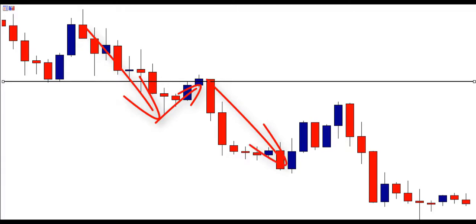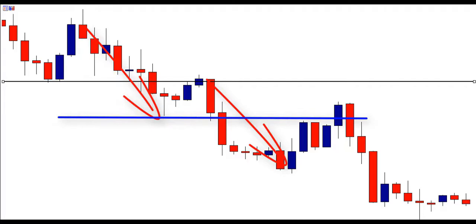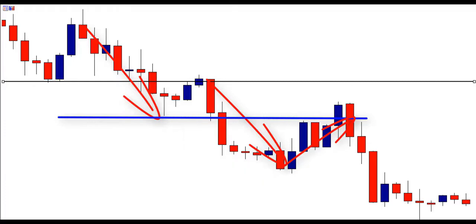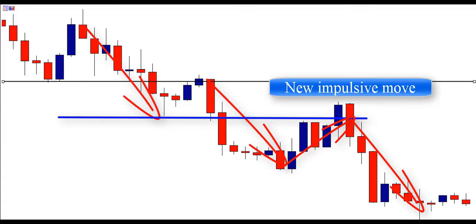The same thing happened here. The breakout of the previous support that becomes resistance, a corrective move, and when this corrective move reaches this reference point, the resistance level, we can predict the beginning of an impulsive move.